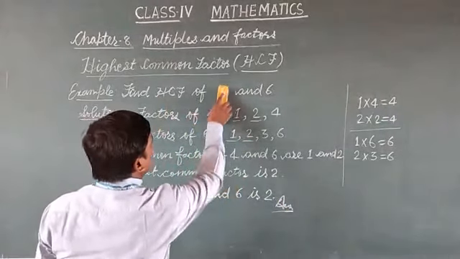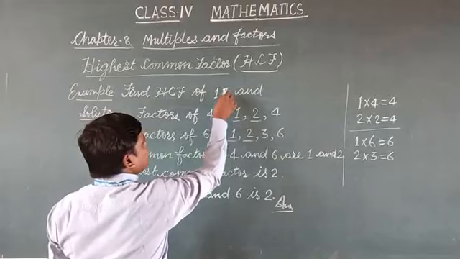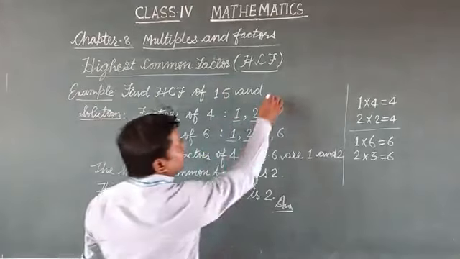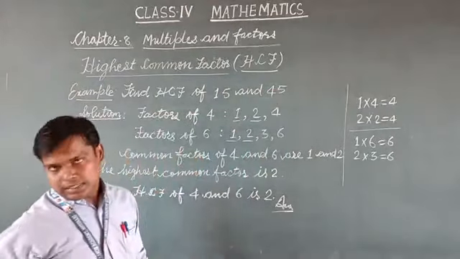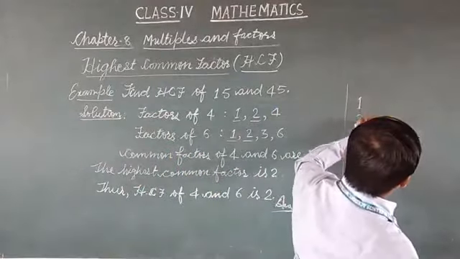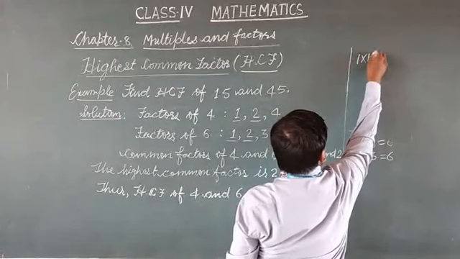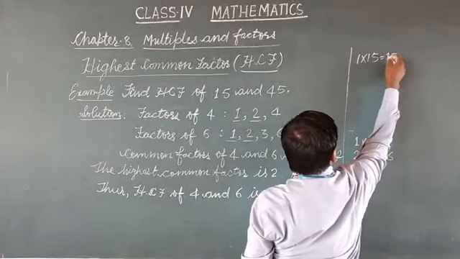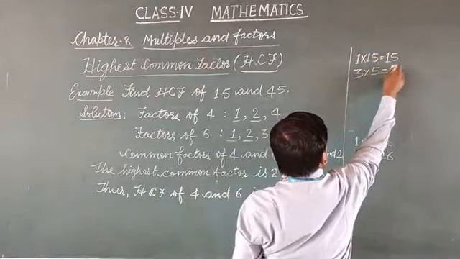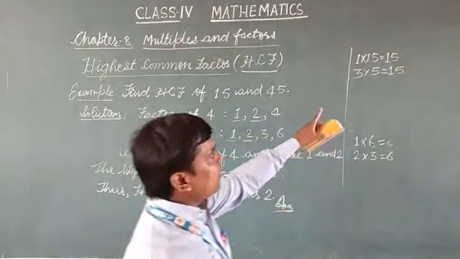Find HCF of 15 and 45. We write factors of 15. So here in graph we write 1 into 15. 15 by 2 is not divisible. 3 into 5 is 15. No other number is there by which it is divisible.